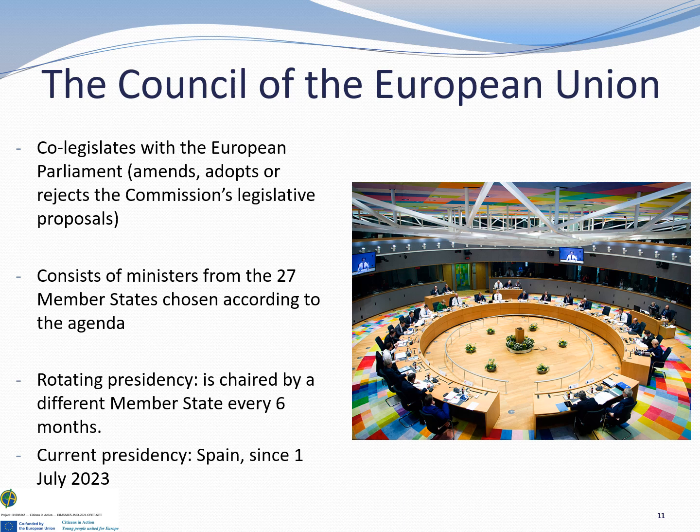The second institution is the Council of the European Union. It co-legislates with the European Parliament, amends, adopts or rejects the Commission's legislative proposals. It consists of ministers from the 27 member states chosen according to the agenda. There is a rotating presidency, thus it is chaired by a different member state every 6 months. The current presidency is Spain since the 1st of July 2023.